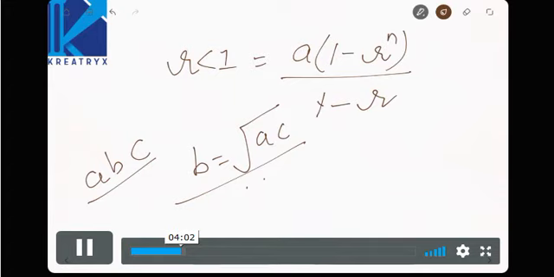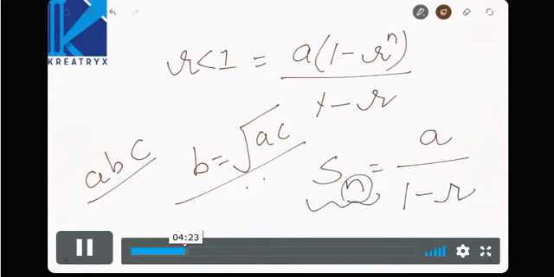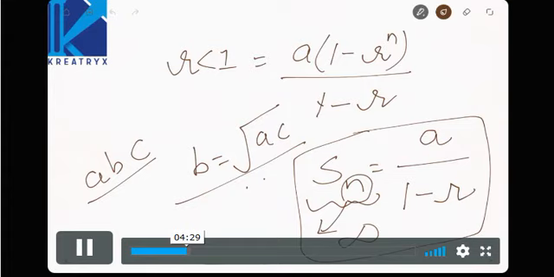So when there are infinite terms in a series, how can you find the sum of the terms? Sum of infinite terms, where n is infinity, is a by 1 minus r.